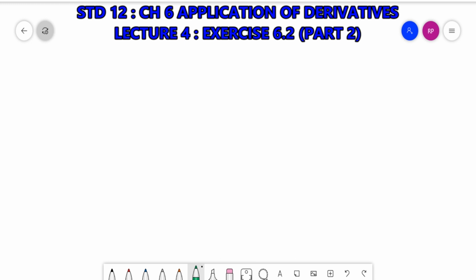In our last video we had completed question number 6 of exercise 6.2. So now let's continue with question number 7. Question number 7: prove that y equal to log(1 plus x) minus 2x upon 2 plus x, where x is greater than minus 1, is an increasing function of x throughout its domain.